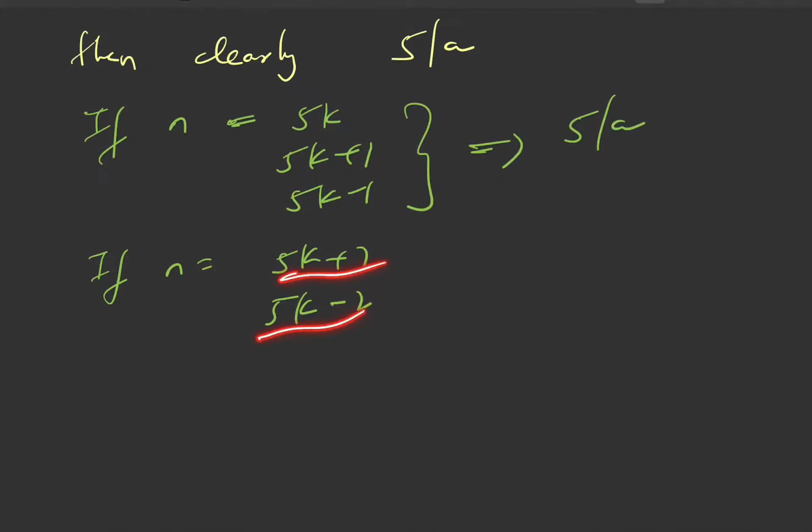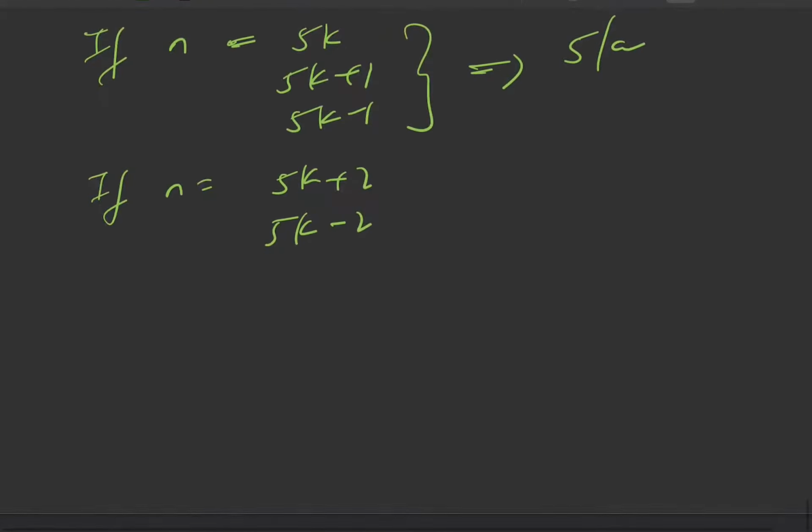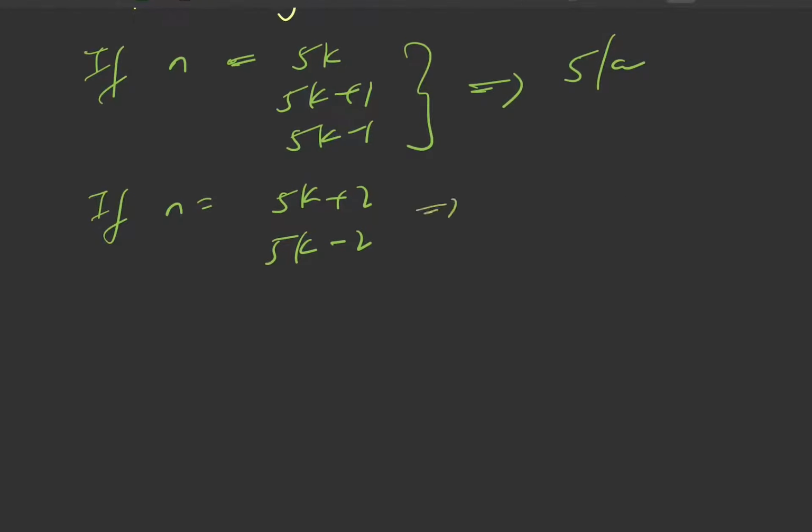Then the only leftover cases are what happens when n is 5k plus 2 and 5k minus 2. So in that case we will prove that n square plus 1 is a multiple of 5, right? If n is 5k plus 2 or 5k minus 2, we will prove that n square plus 1 is a multiple of 5.